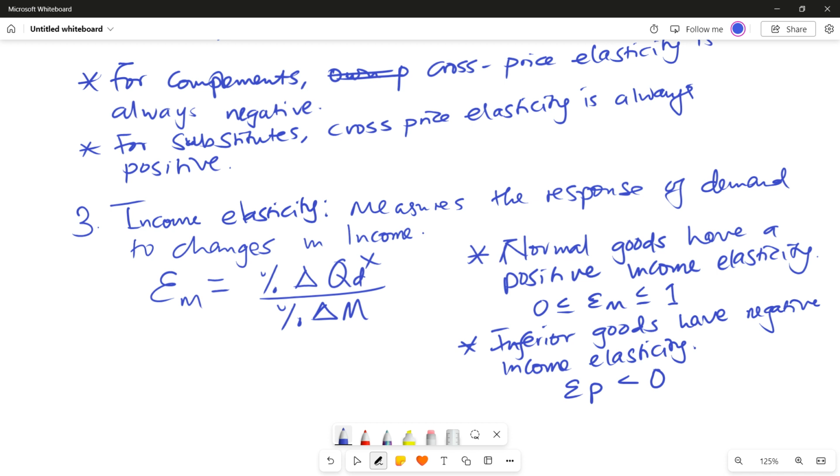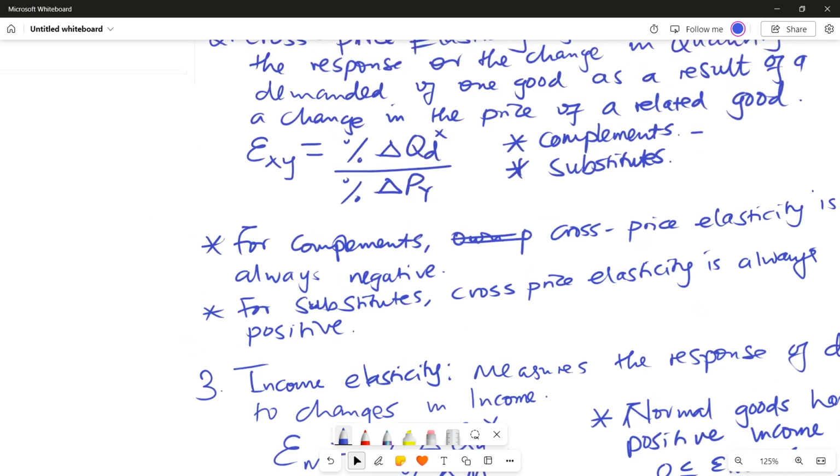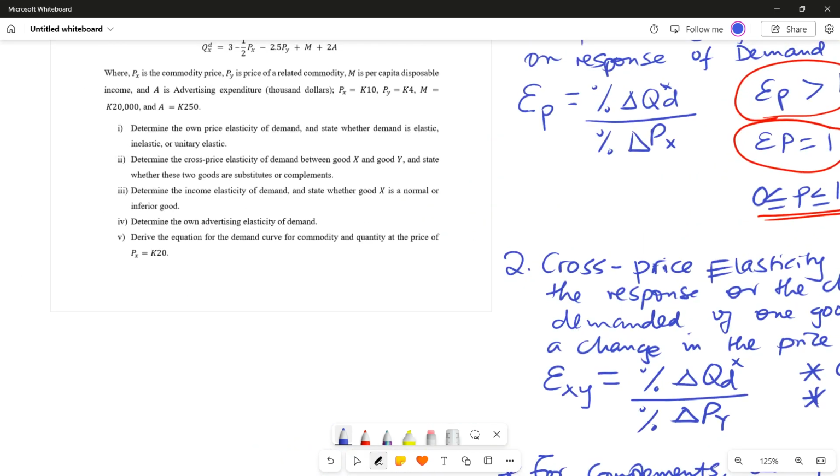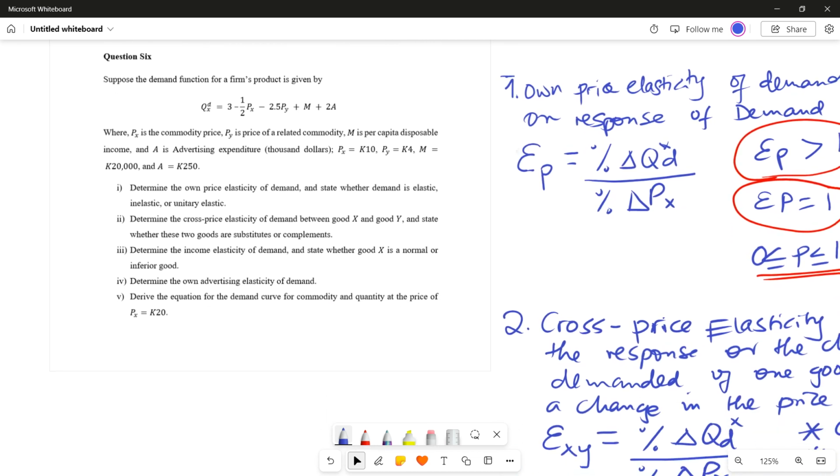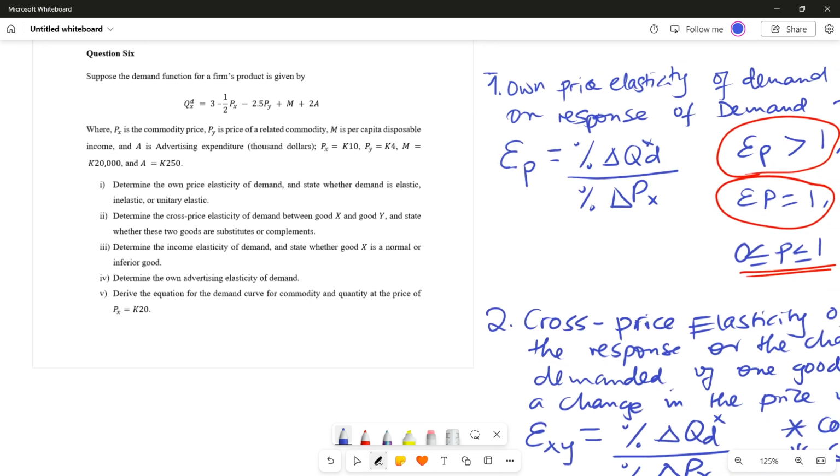Okay, so now with this information, can we attempt the question at hand? We needed this information before attempting question 6. So now we are saying that suppose the demand function for a product is given by this, as the demand function for a given product.